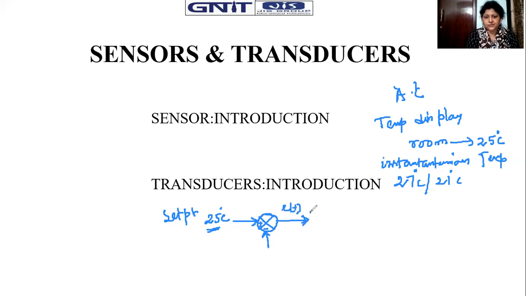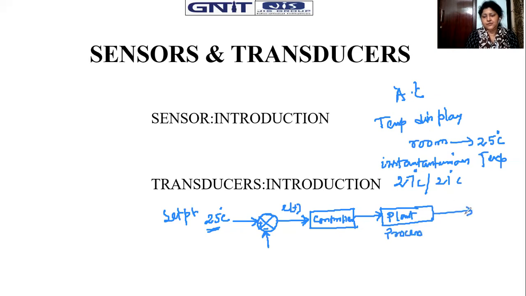Then there are certain terms, like the controller or the manipulator. Then you have the process. Your process should be maintained at 25 degrees centigrade. So your plant or process is the term.